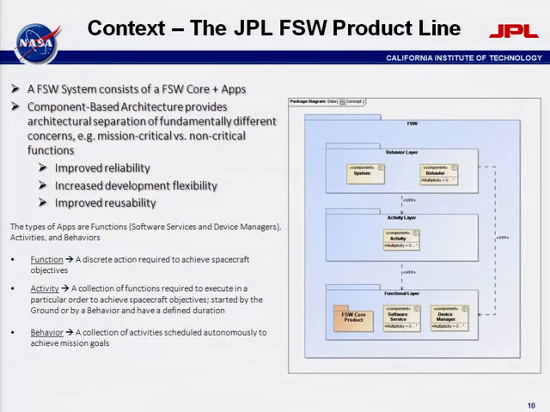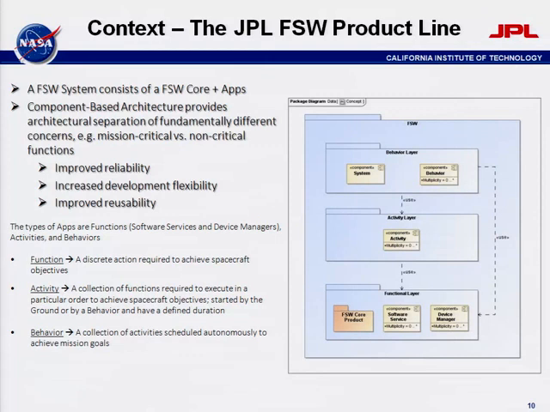So this layered component-based architecture is the architectural tactic that was used to address the architectural objectives of improving reliability, increasing development flexibility, and improved reusability. So let's talk about the different layers and the different types of components. So this is a traditional 3-layer architecture where you have the functional layer at the bottom. The functional layer includes the flight software core, which we'll talk about in greater detail on a subsequent slide, as well as software services and device managers.